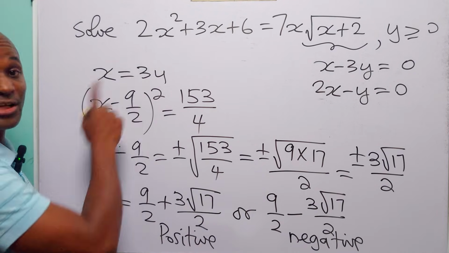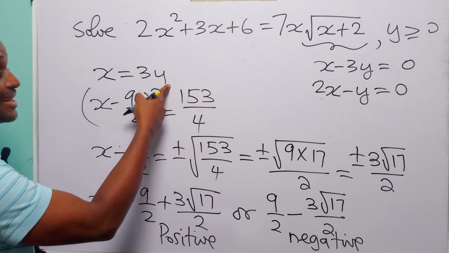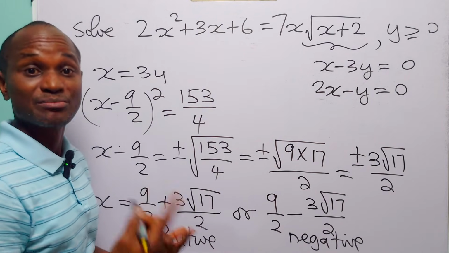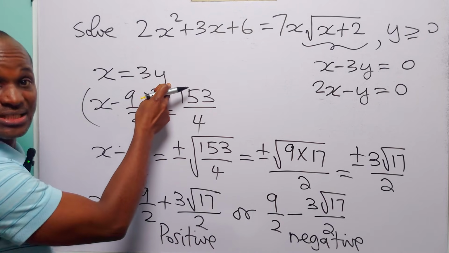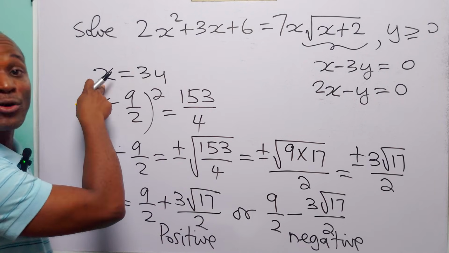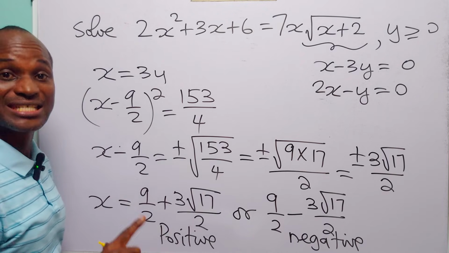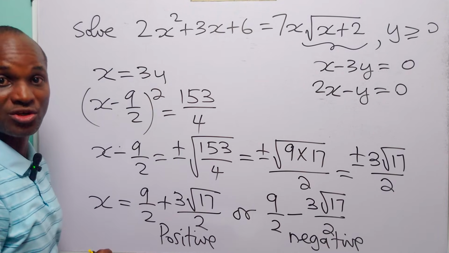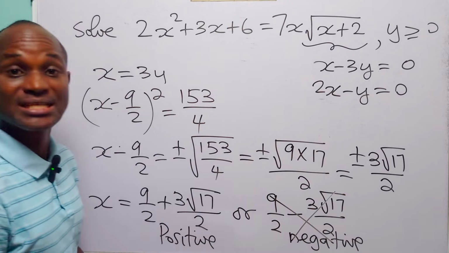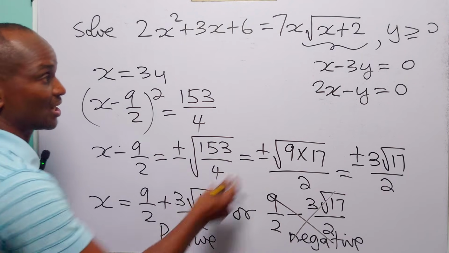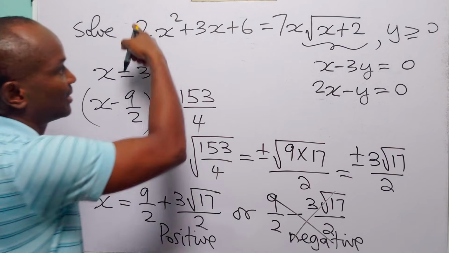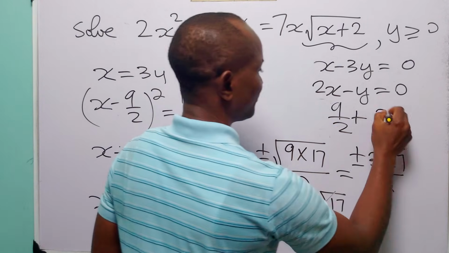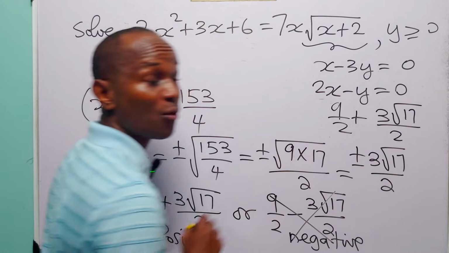Let us come back to this equation. We have that x is equal to 3 times y. Now, we know that y must be greater than or equal to 0. We know that y must be positive. So, if y must be positive, then what information do we have about x from this equation? It means that x must also be positive because a negative x cannot give us a positive y from this equation. So that means that this value of x is unacceptable. So from this equation, that is this first condition, the only value of x that satisfies this equation is this, that is 9 over 2 plus 3 root 17 over 2.